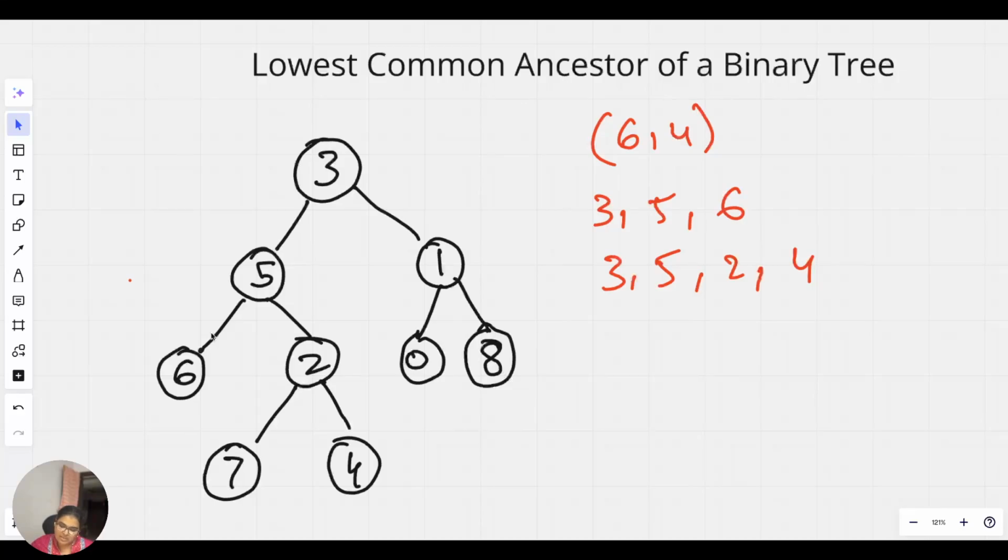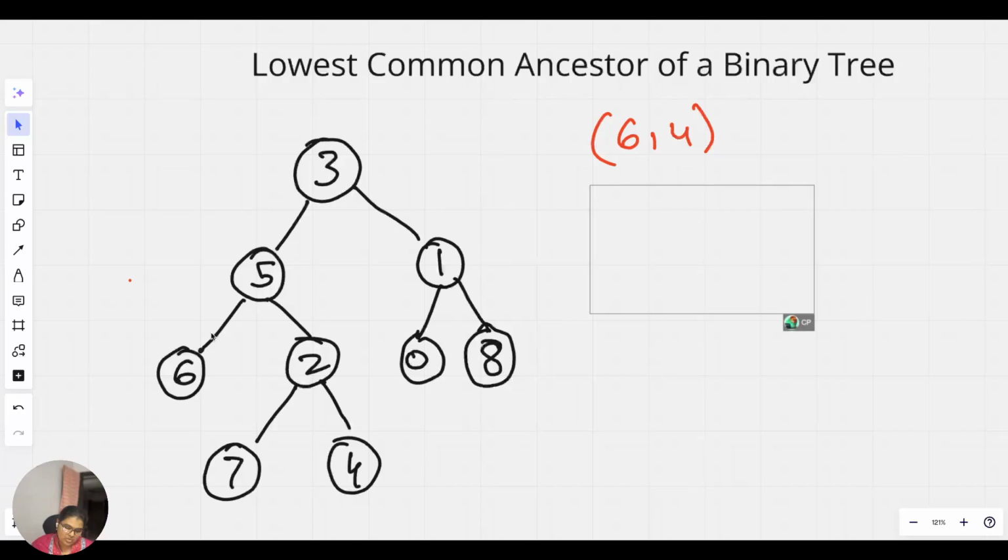What we can simply do is find the point at which these two paths diverge. Initially the two paths have 3 as common, 5 as common. At this point, they are diverging, which means this is the lowest common ancestor. That is one approach. But there is a much easier recursive solution. Let's look at that. So what we will do is we will keep looking for these nodes in the tree.